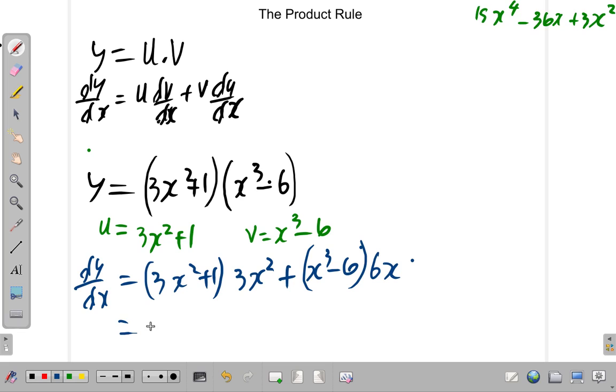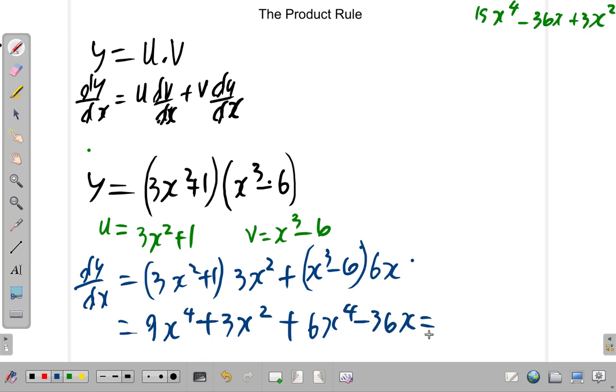Alright. Let's see what we have here now. 3x squared times 3x squared. So this would be 3 times 3 is 9x to the 4th plus 3x squared times 1 is just 3x squared, right? Plus 6x times x cubed is 6x to the fourth minus 6 times negative 6 is 36x. Alright, so let's see if we can simplify this.